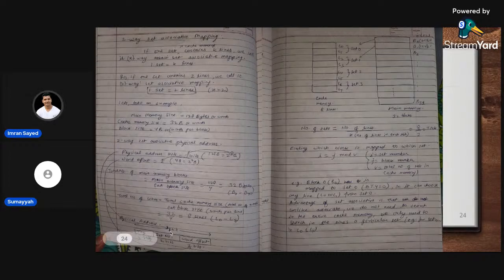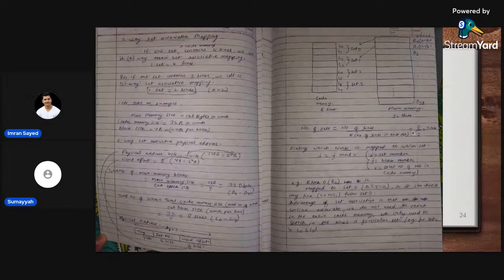And how do we know how many bits there will be for the physical address? Well, 128 can be written as 2 to the power 7. So this 7 becomes the 7 bits. And we divide the 7 bits into three parts. We give 3 bits to the tag, 2 bits to the set number, and 2 bits to the offset.